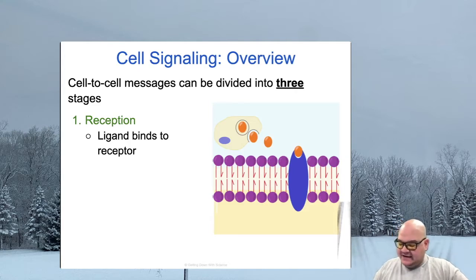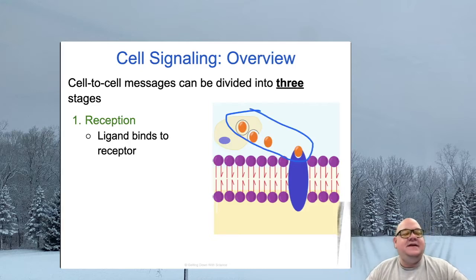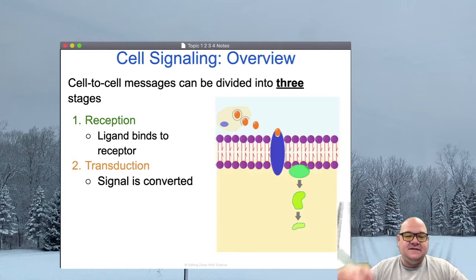A ligand is probably a new word for you. A ligand is just some sort of signal chemical. In this case, it's these orange molecules that are coming in here. Those are ligands. Ligand is probably a new vocabulary word for everybody. Sometimes ligands are hormones. There are different kinds, and these ligands are going to chemically bond to a receptor. Okay, so we all understand that. We've all probably seen examples of that.